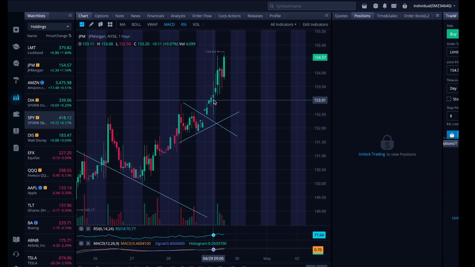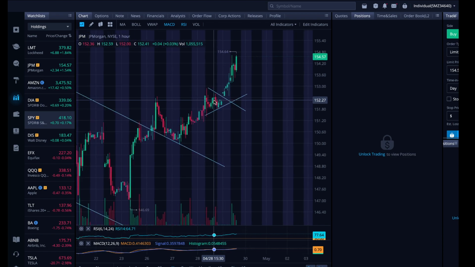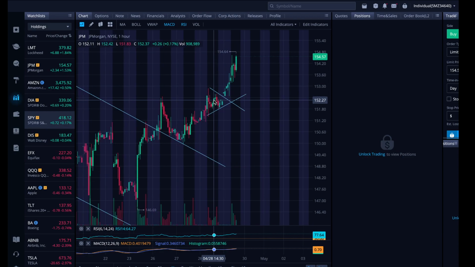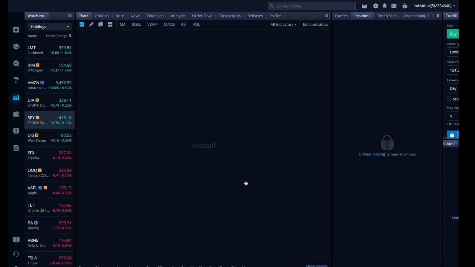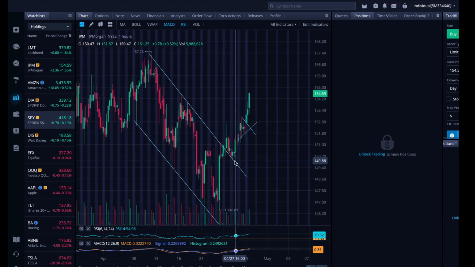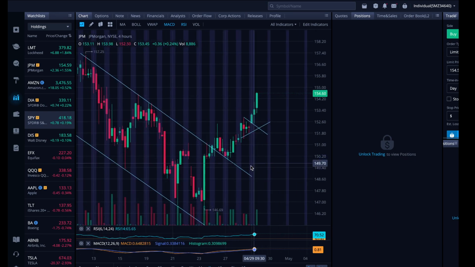So let's start with JP Morgan as an example. Here we have our symmetrical triangle. Basically, we're looking for a move up on this one, and this was a trade that we took this morning. We were going to alert this to our members, but we didn't alert it yesterday as we felt markets were still shaky, so we didn't want to take that risk. Although I did take that risk and ended up winning in the end.